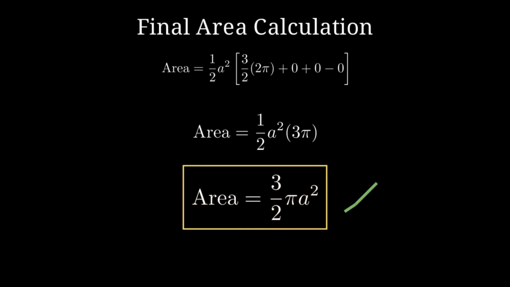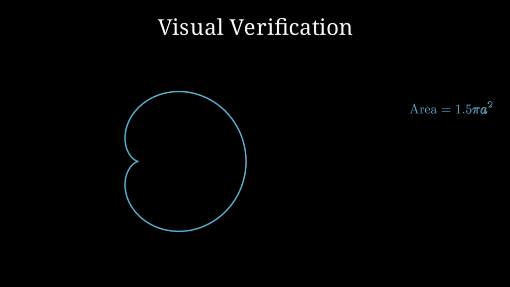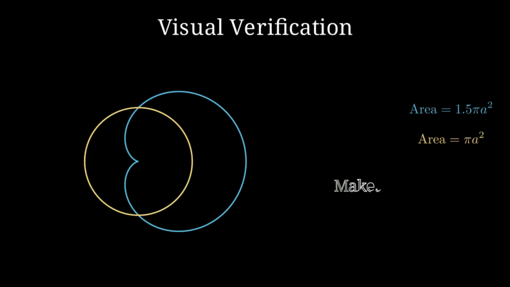This is 1.5 times the area of a circle with radius a. It helps to visualize the result. Since the cardioid extends out to 2a but pinches at the origin, its area being 50% larger than a circle of radius a is a very intuitive conclusion.